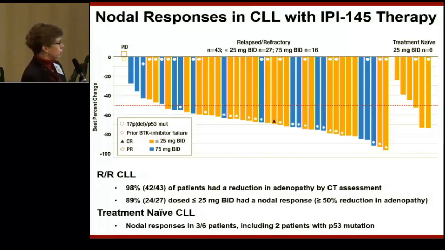This is the waterfall plot for the patients reported at ASH. And you see that 98% of patients had some reduction in adenopathy in the relapsed refractory group, and 89% of those dosed at the 25 milligram BID or below dose had a nodal response, meaning at least a 50% reduction in adenopathy. The treatment-naive CLL patients are just extremely early. Thus far, they reported nodal responses in 3 of 6 patients, including 2 with P53 mutation.